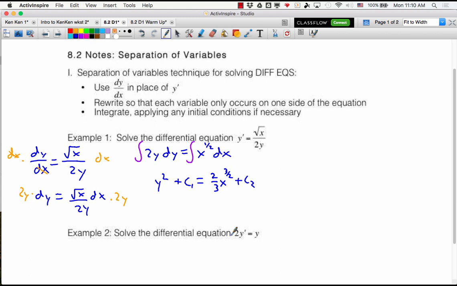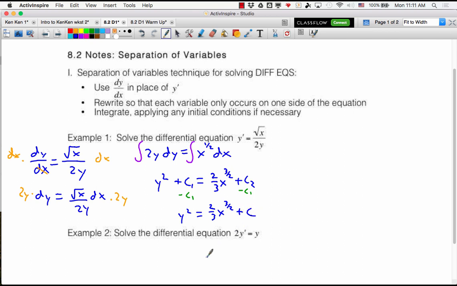But what is true is that with this c1 and this c2, we can subtract c1 from both sides, minus c1 minus c1. I would get something like this: y squared equals 2/3 x to the 3/2. Now watch, this is kind of magical. Plus c.